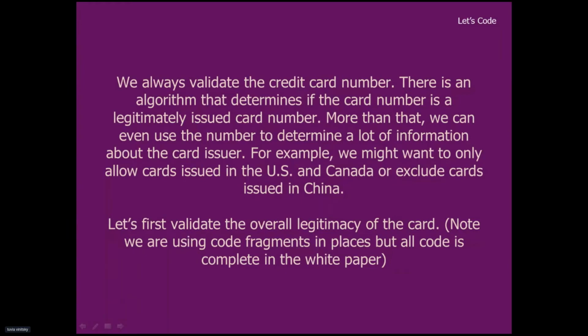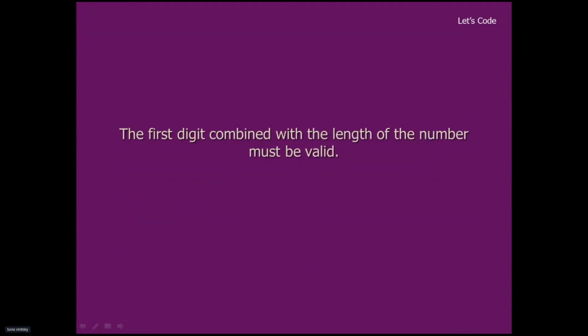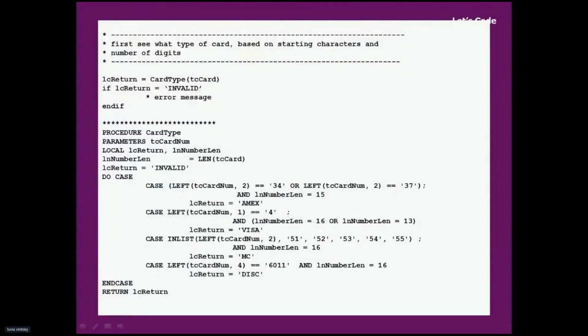Parenthetically, we can actually use the credit card number to determine other information about the card issuer, what country it is, what bank it is, etc. But we want to validate the overall legitimacy of the card. And in order to validate the overall legitimacy of the card, we do two things. The first thing we do is check the first digit and the length of the card number. The first digit and the length of the card number must be a valid combination. Let's take a look.